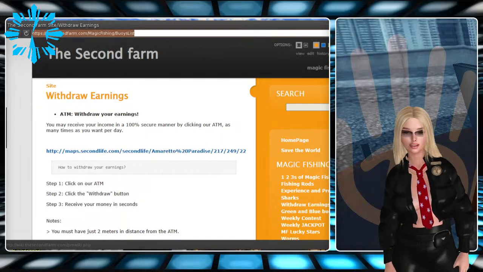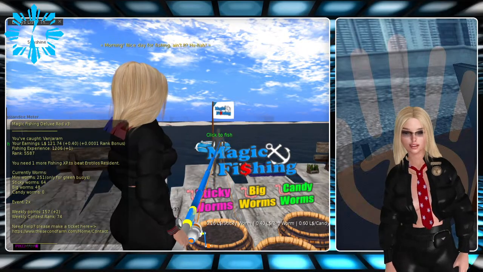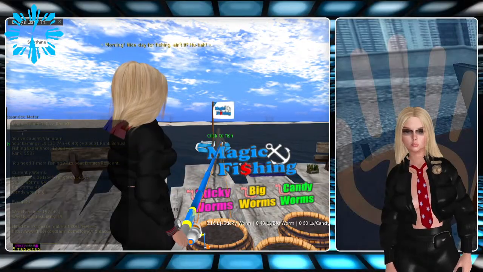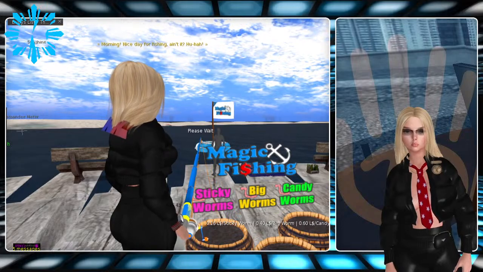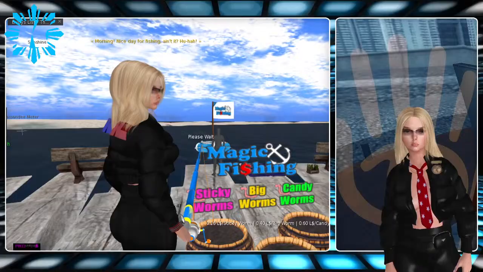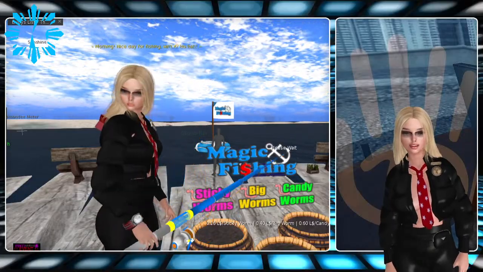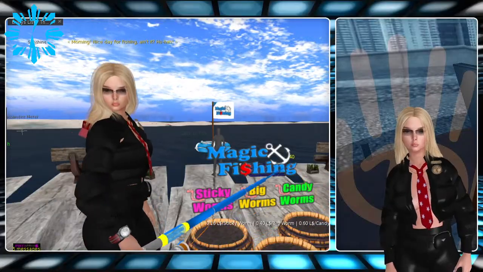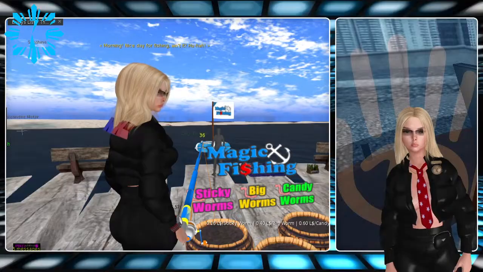So there you go. If you have any questions, you can just go to the wiki page of The Second Farm. But still, I would suggest that you regularly withdraw your money because it's yours.